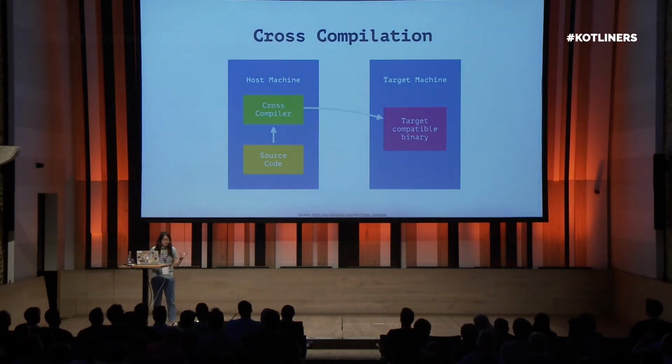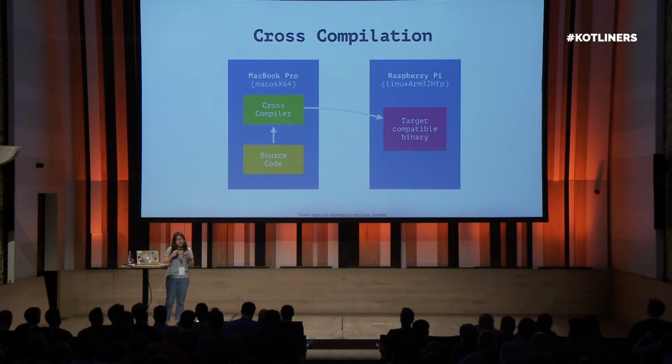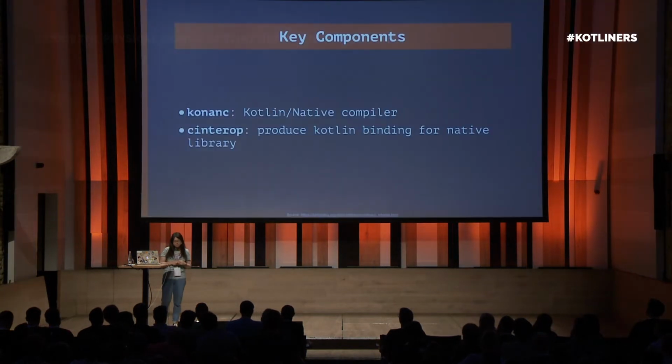And now, still before starting, we need to understand what cross-compilation looks like. Cross-compilation means I'm building something on a host machine for the target machine. Taking my case as an example, I'm using my MacBook Pro to build something which runs on my Raspberry Pi. So I'm taking the source code, using the Kotlin Native compiler, and obtaining a binary executable which can be run on the target machine.